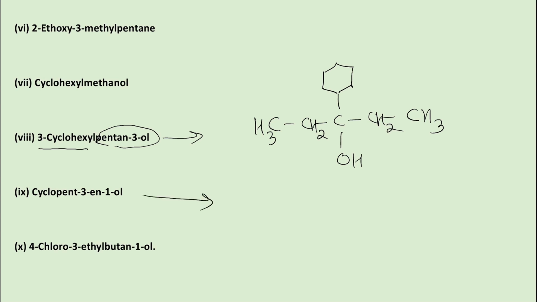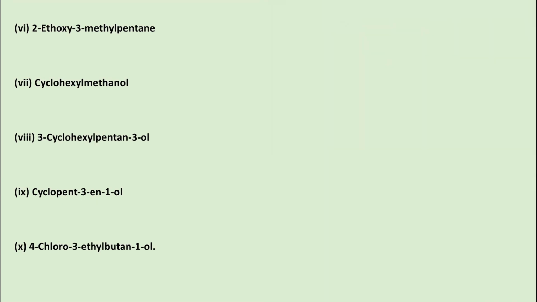Next is cyclopentane-3-en-1-ol. Pentane-3-en-1-ol, but there is cyclo also, so I just cannot take the pentane-3-en-1-ol part, I'll go wrong. Cyclopentane, 5 carbons, cyclic structure, and then number from anywhere. 1-ol, you put OH anywhere and take that as carbon 1.